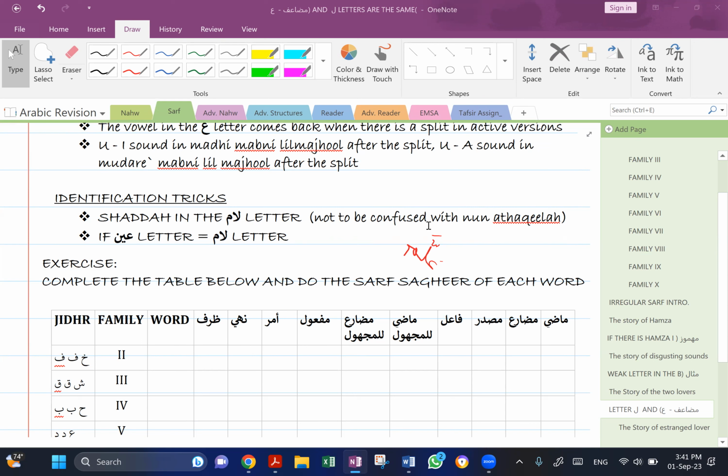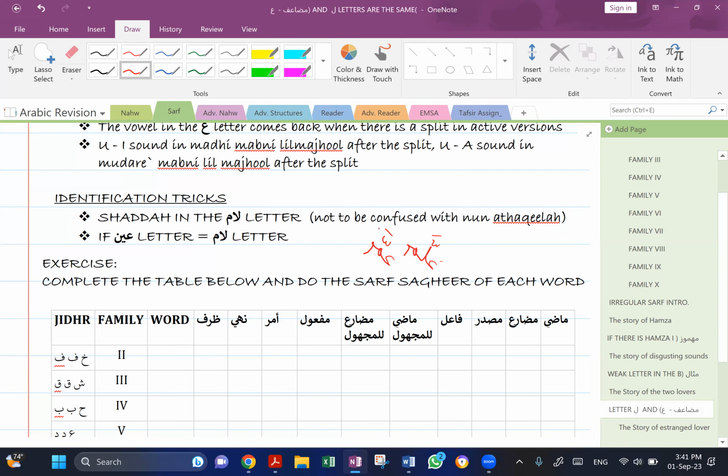But if you had amma, for example, I don't know if this word exists, but if you had a word like that, so you see the shadda is on the last letter, is on the lam letter. Now you know this is mudaf, but the first one is not mudaf. So that's very important to know, okay?